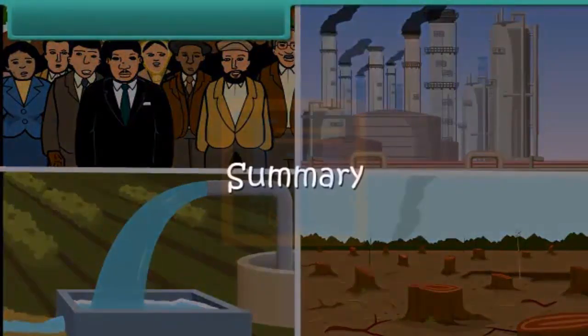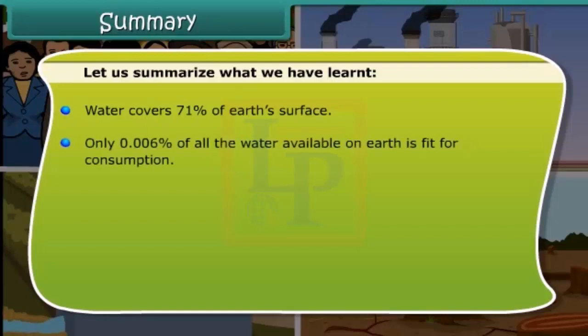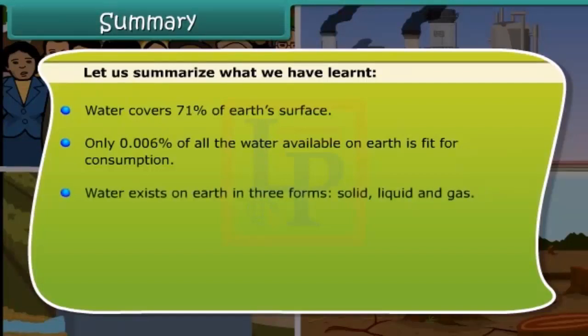Summary. Let us summarize what we have learned. Water covers 71% of Earth's surface. Only 0.006% of all the water available on Earth is fit for consumption. Water exists on Earth in three forms: solid, liquid and gas.